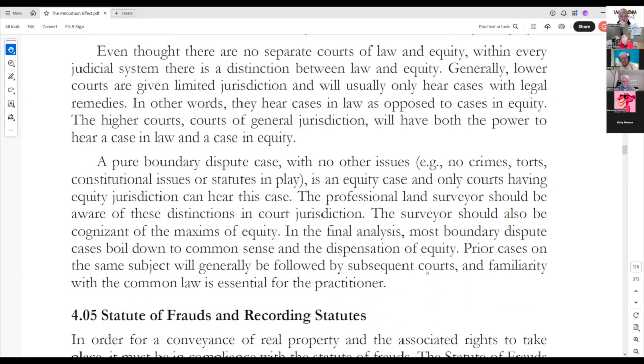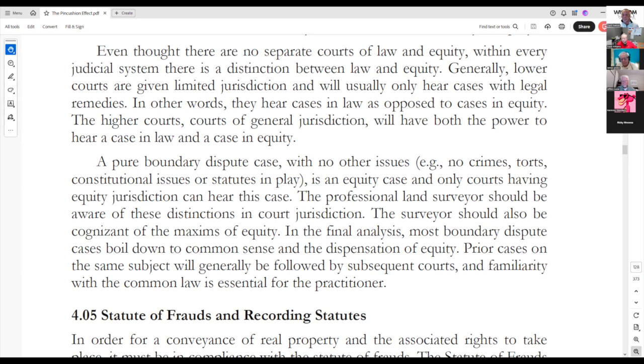We said that here tonight. The professional land surveyor should be aware of these distinctions in court jurisdiction. The surveyor should also be cognizant of the maxims of equity. In the final analysis, most boundary dispute cases boil down to common sense and the dispensation of equity. Prior cases on the same subject will generally be followed by subsequent courts, and familiarity with the common law is essential for the practitioner.